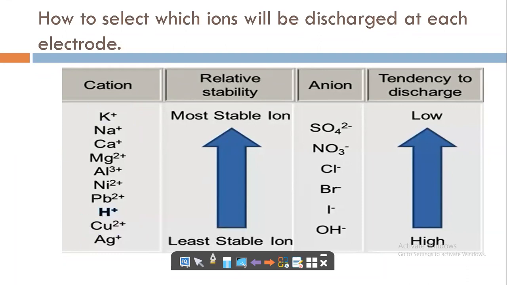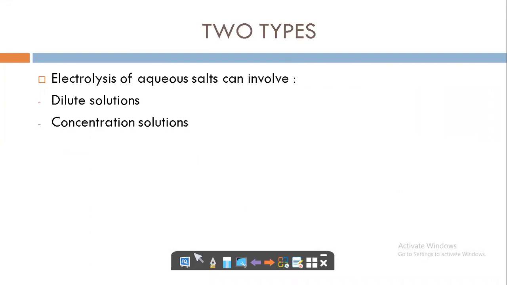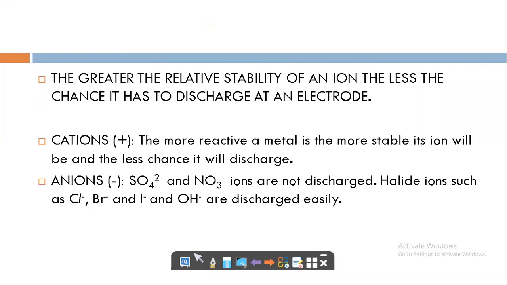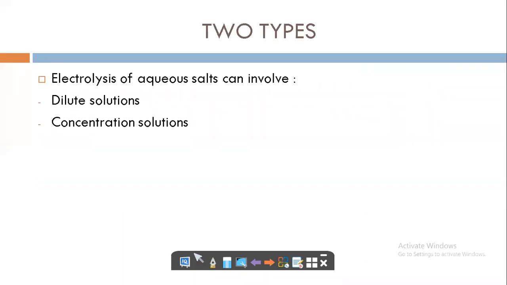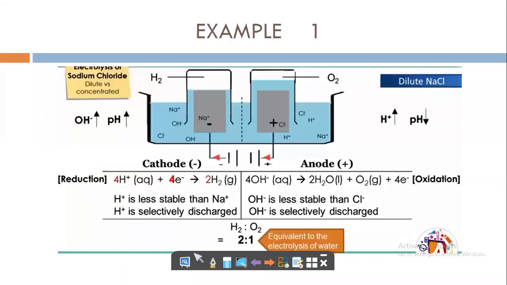Now let's do the first one. I've written the rule here. The more reactive a metal is, the more stable its ion will be, and the less chance it will be discharged, meaning that it will not move towards the electrode. So let's look at NaCl. This is the cathode. At the cathode, Na+ and H+ will move.